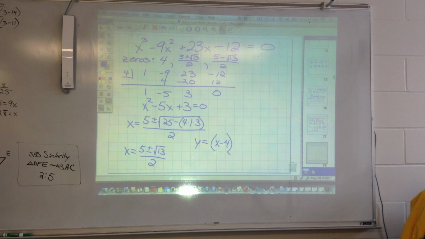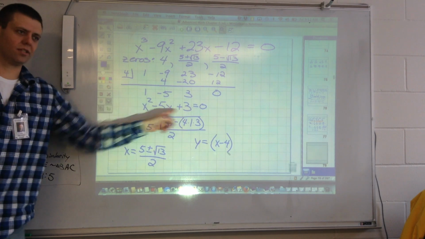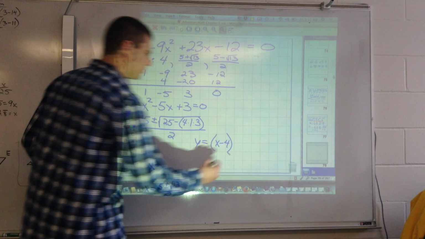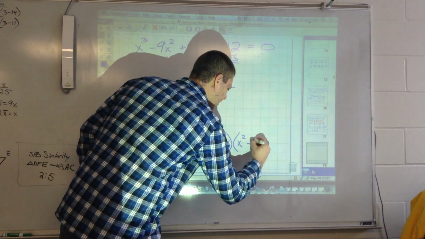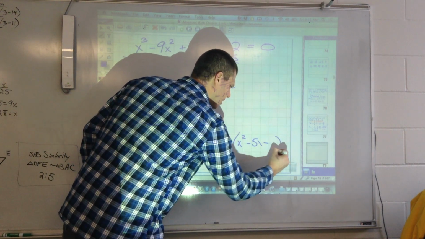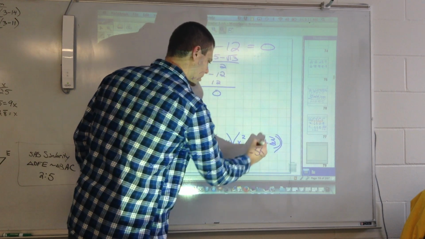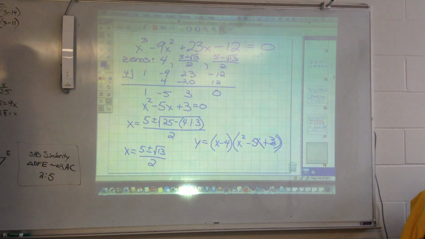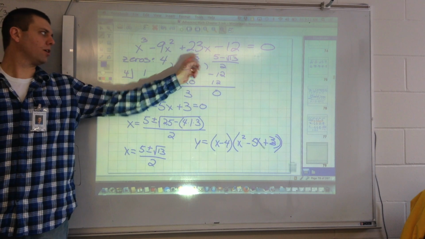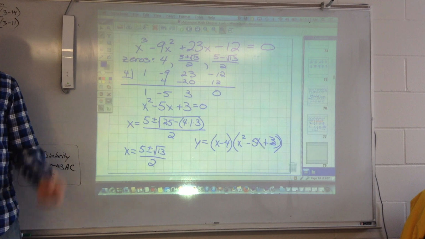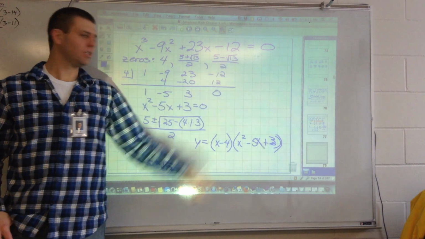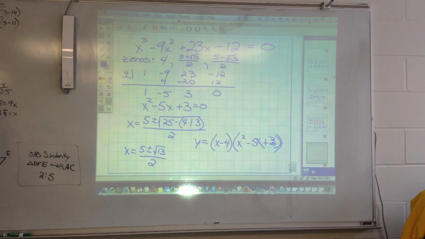Did you put that? I'd probably just put this. X squared minus 5x plus 3. I'd probably just put this. If you want to write x minus 5 plus root 13 over 2, and x minus 5 minus root 13 over 2, you can. It's not wrong. Okay.